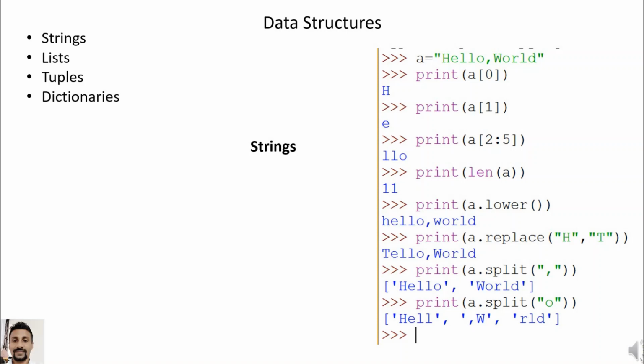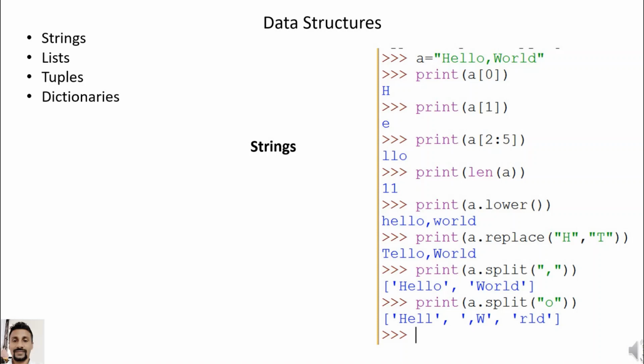Now you can see the original one, H and W are in capital, but from a.lower(), you are getting all simple letters. Then print a.replace, that means you can replace a letter with another letter. Now I am replacing H with T. Then if I print the result, you can see instead of hello world, tello world has come.